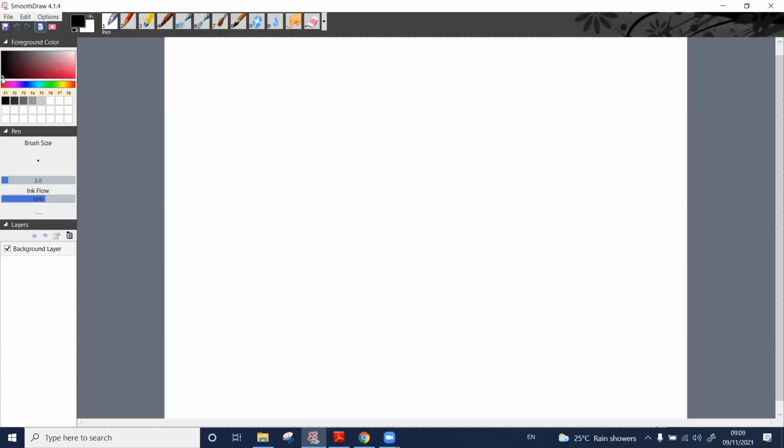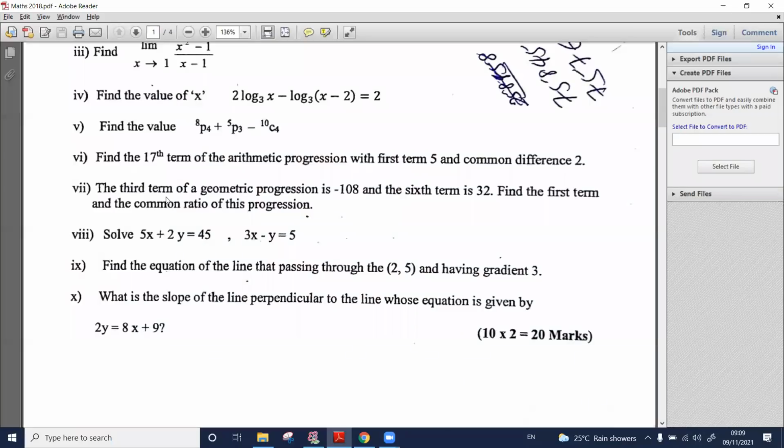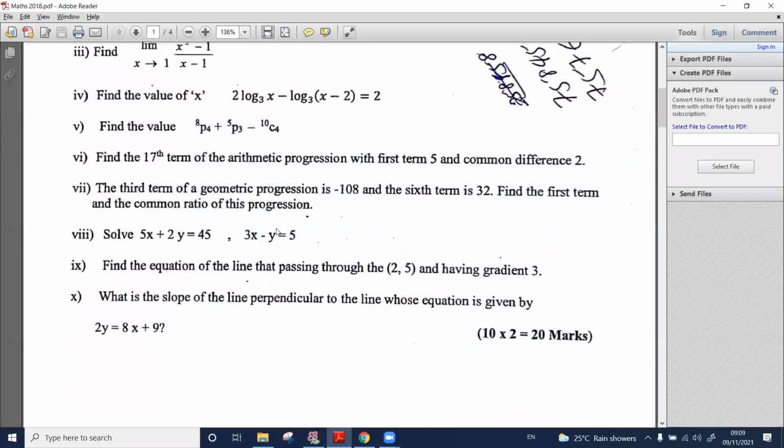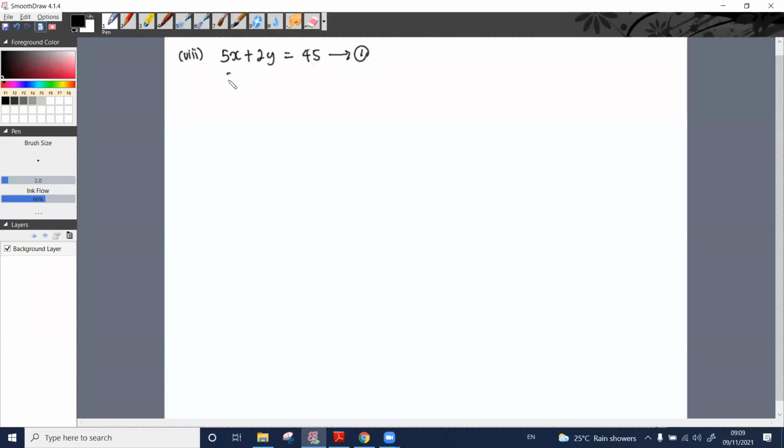Right. We'll move to part 8. Simultaneous equation. We need to solve this simultaneous equation. Part 8. 5x plus 2y equals 45. This is equation number 1. Then 3x minus y equals 5. 3x minus y equals 5. This is equation number 2.